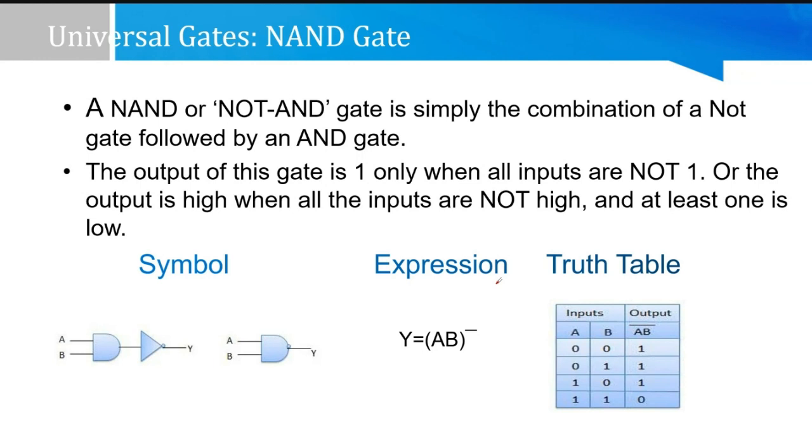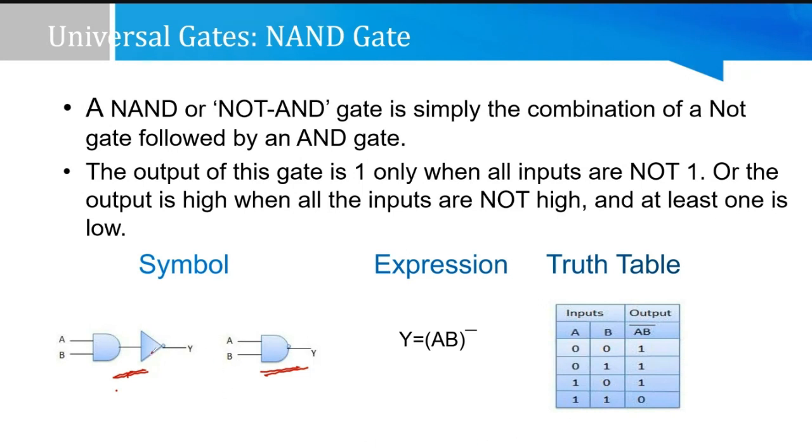For this NAND gate, you should have at least two inputs, and you will be getting only one output. Here, this is the symbol of the NAND gate, or else you can see this as an explanation of the NAND gate. Here you will have two inputs. If you have two inputs, it means you will have four possible combinations: 0 0, 0 1, 1 0, 1 1.